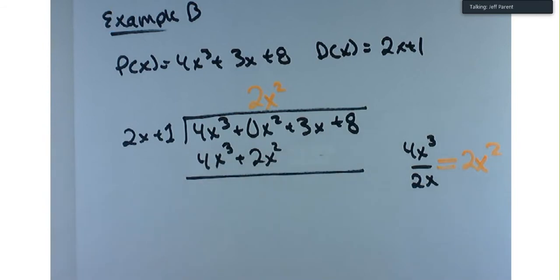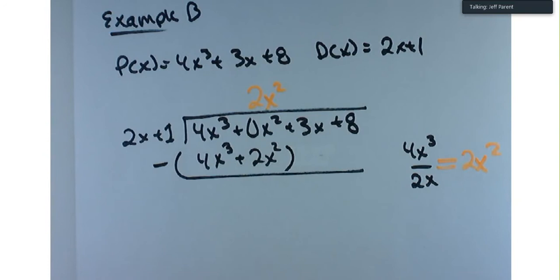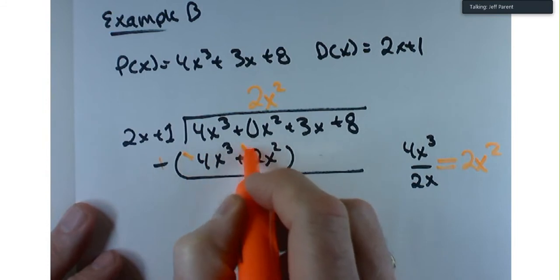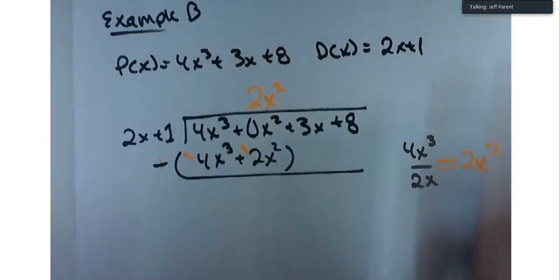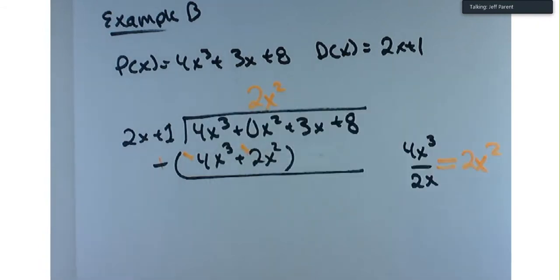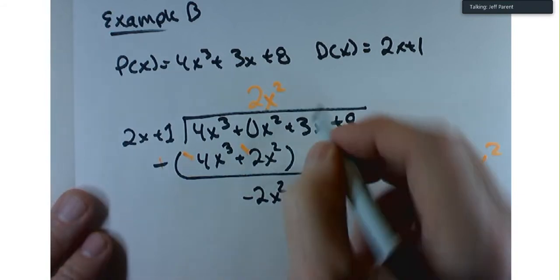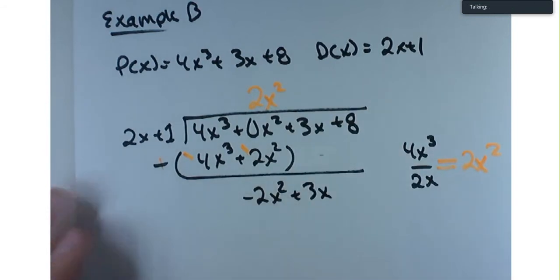Here's where we do a little bit of magic. We're going to subtract all of that. And my trick is to change the signs and add. So that'll become a plus, that's a minus, and that's a minus. Now you can add. These first terms cancel themselves out like they're supposed to. If they don't, stop. You've made a mistake. They have to cancel each other out. This gives me a negative 2x squared. Our bring down step is to bring down here, so plus a 3x. And cool.